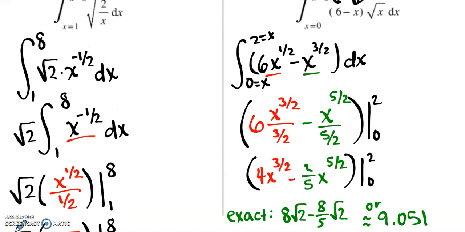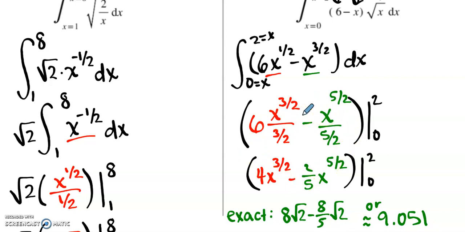All right, this one, I got my exact answer when I plugged in 2, minus plugging in 0, but of course plugging in 0 to both of these negates everything, goes to 0. So just plugging in 2, you get 8 root 2 minus 8/5 root 2, or rounding in your calculator till the very end, 9.051.